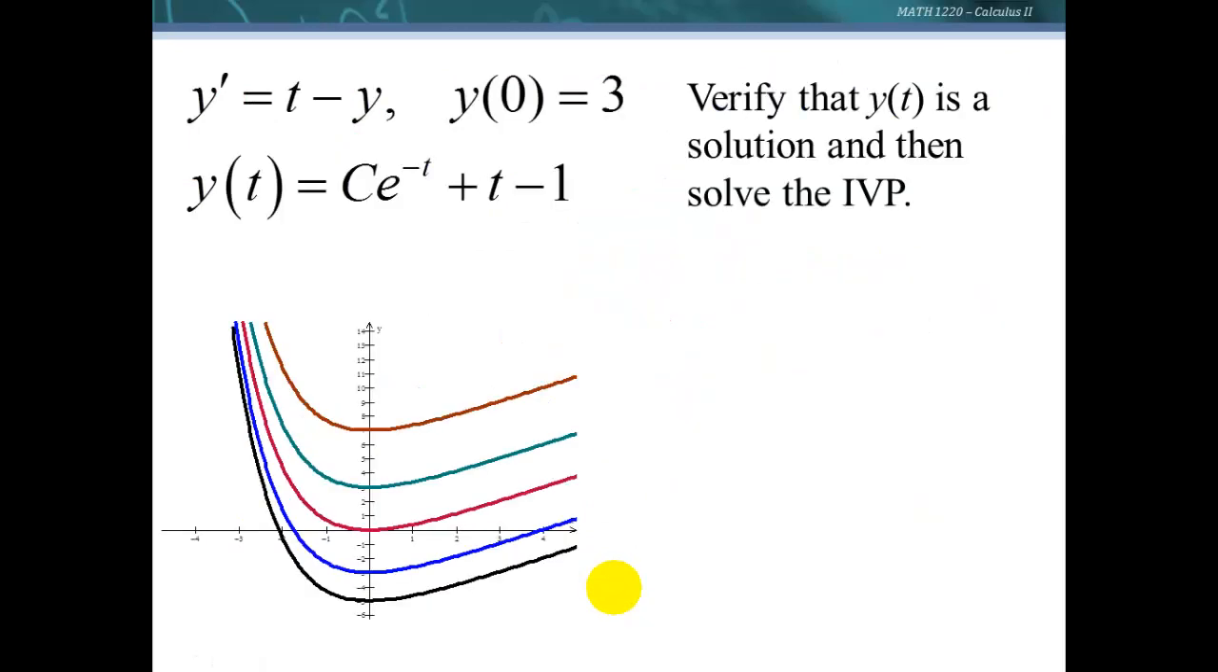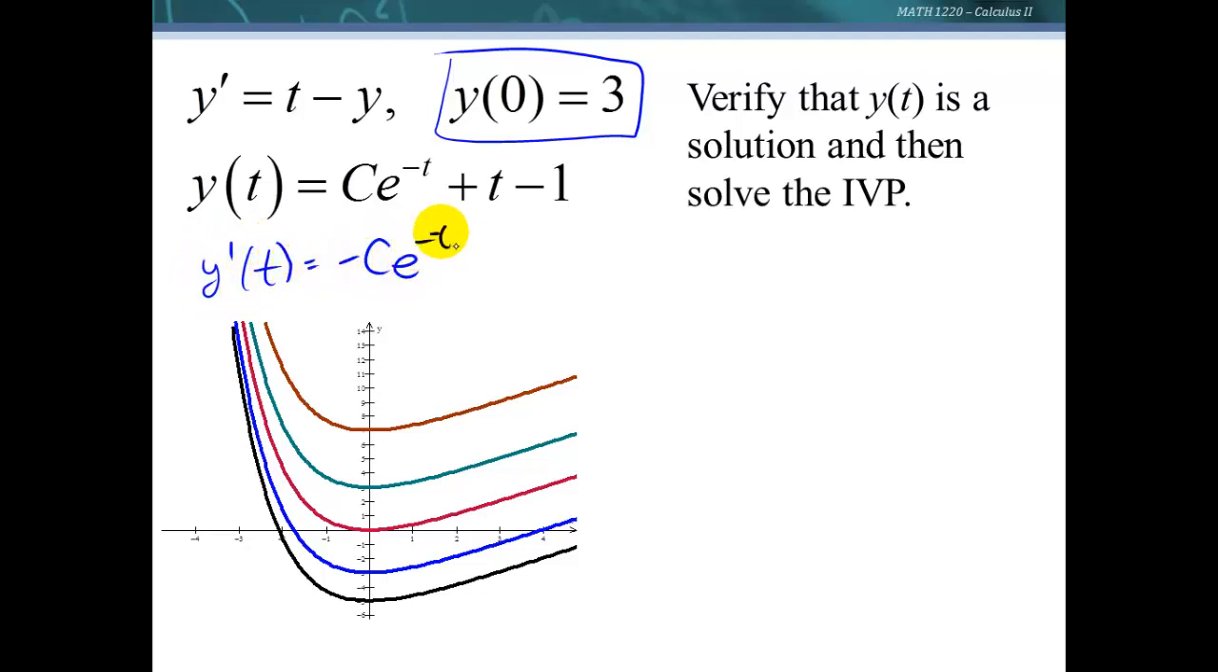So here's another example. We have a differential equation. We actually have a, quote, solution. We want to verify that that's true, and then we want to solve the initial value problem, IVP, because here is an initial value, and identify which of these curves it would be. So what we want to do is take the derivative here, which would be -c e to the -t plus 1, and then we're going to use this differential equation, substituting in each piece, and see if they're really equal.